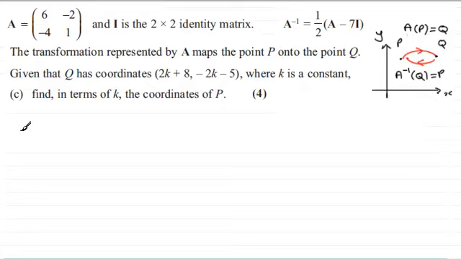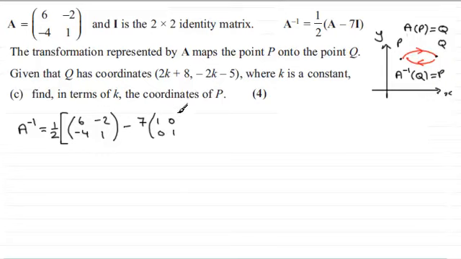So first of all then, I'm going to find out what the inverse matrix of A is. And that's using this result up here. It's a half multiplied with the matrix A. So we'll just copy that in as 6, minus 2, minus 4, and 1. And then from this, we subtract 7 times I, 1, 0, 0, 1. Okay, and close that bracket off there.